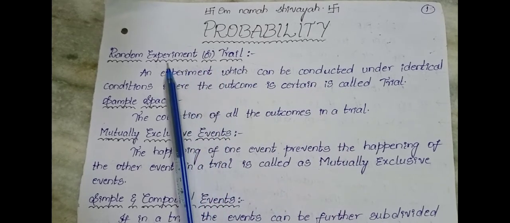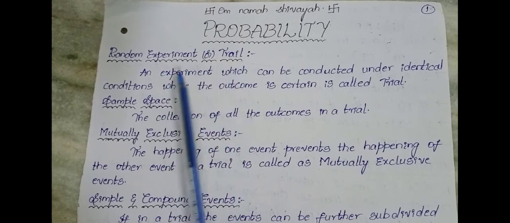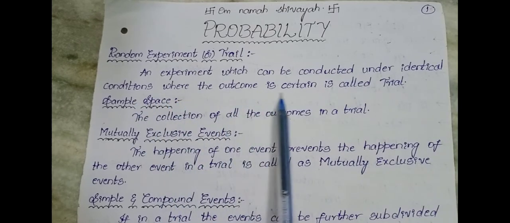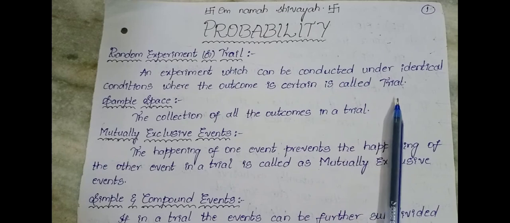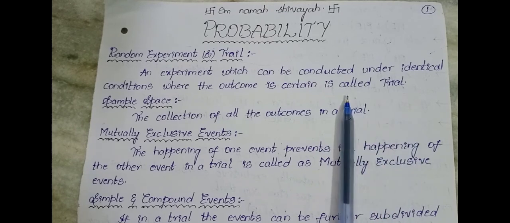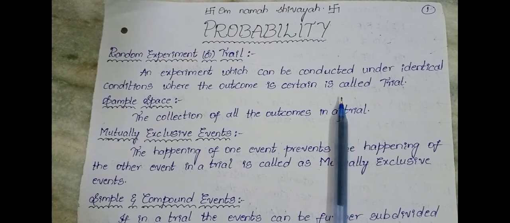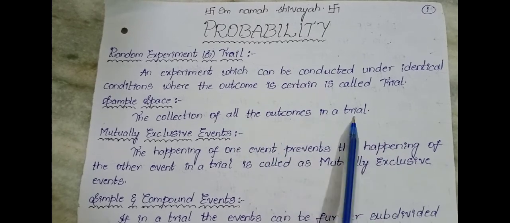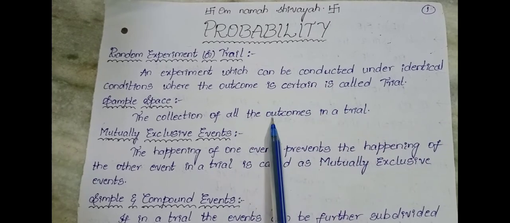So let's get started. Random experiment or trial. An experiment which can be conducted under identical conditions where the outcome is uncertain is called a trial. You see, if you toss a coin, the outcome will be either head or tail, right? So the outcome is uncertain here. It may be yes or no. So that type of experiment is known as a random experiment or trial. Sample space. The collection of all the outcomes in a trial is known as sample space. Head and tail, in case of a coin, is a sample space.